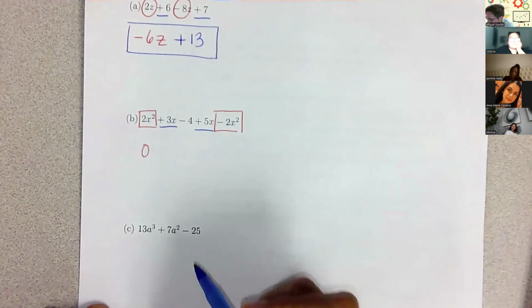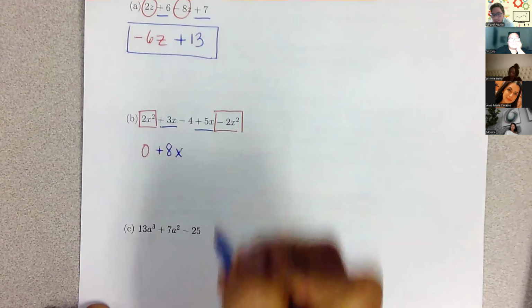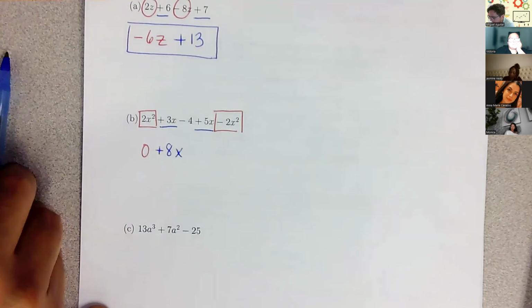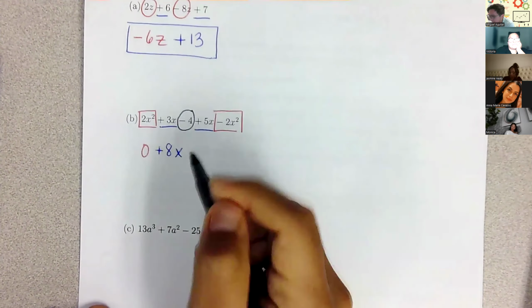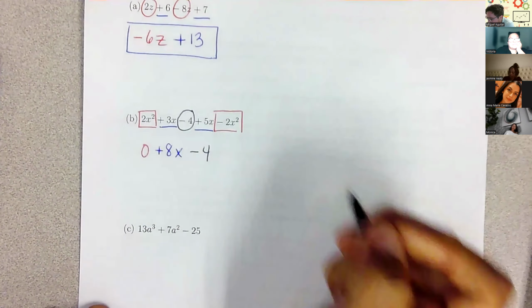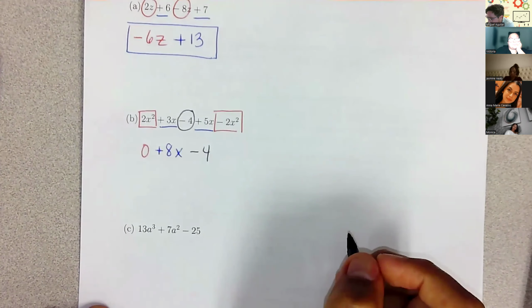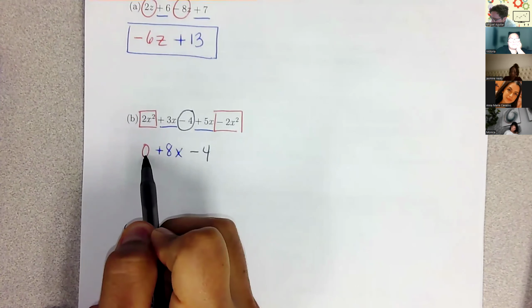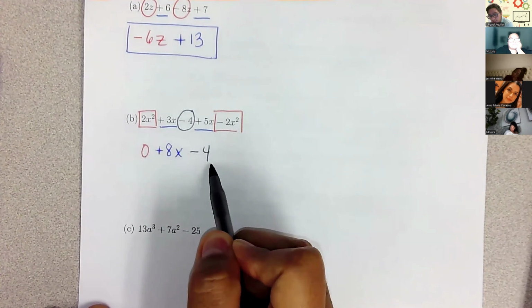3x and 5x. So what's 3 plus 5? 8. So that's going to be a positive 8x, right? And then I just have this lonely negative 4, right? Yep, -4. So I'm just going to put -4, okay? Well, now that I have this 0 here, that's a constant. And I have this -4, which is a constant.